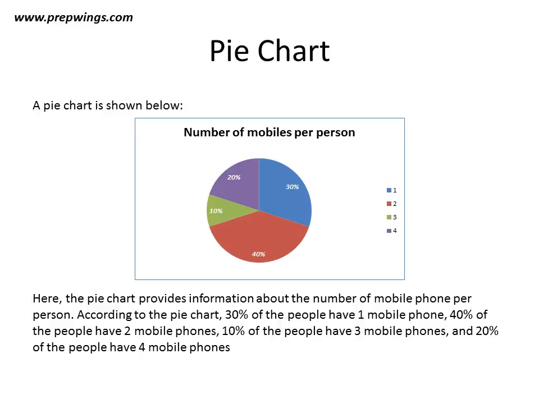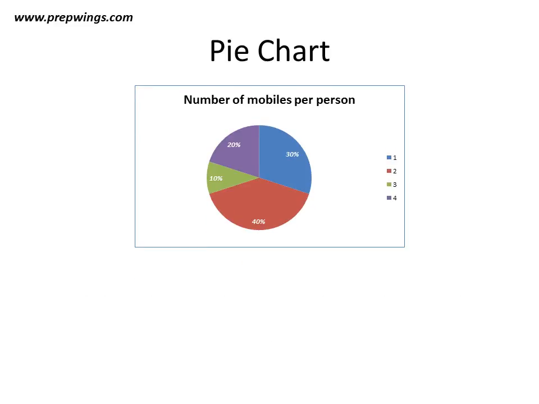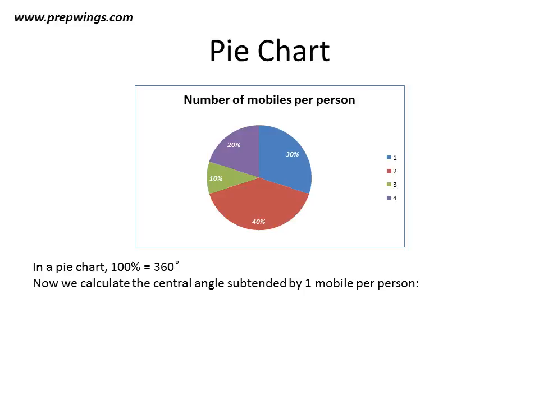Now in this pie chart 100% is equal to 360 degrees. For any given pie chart the entire data is 100% and the angle of the circle is 360 degrees. So 100% is 360 degrees. Now if we want to calculate the central angle subtended by one mobile per person, one mobile per person is 30% of the area.